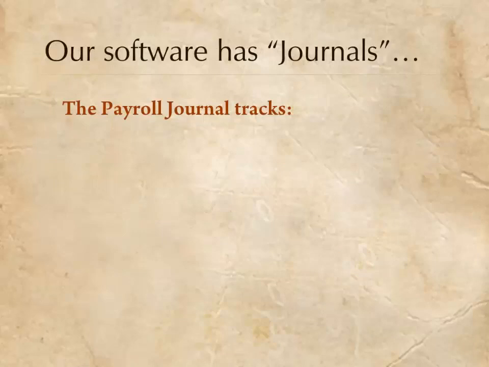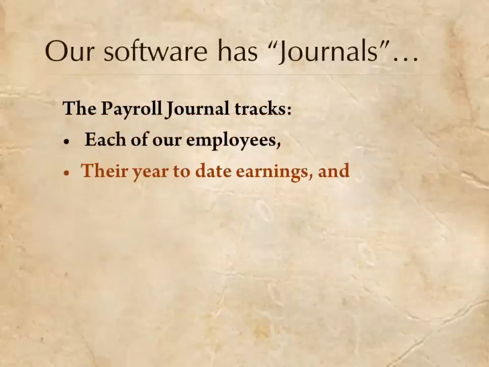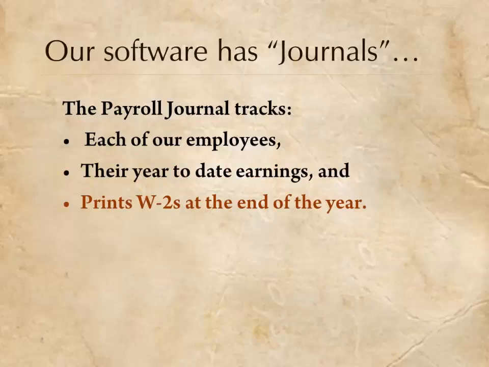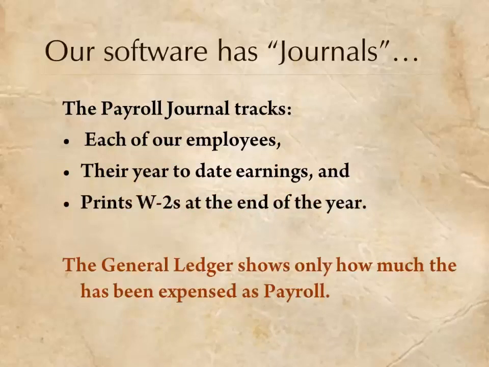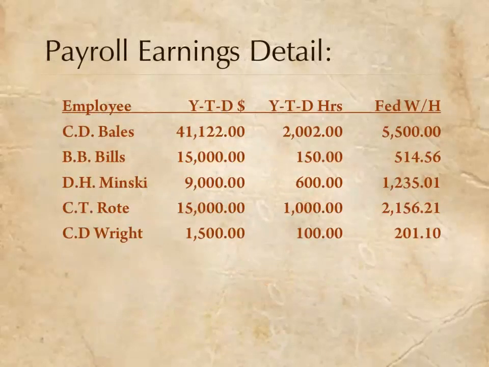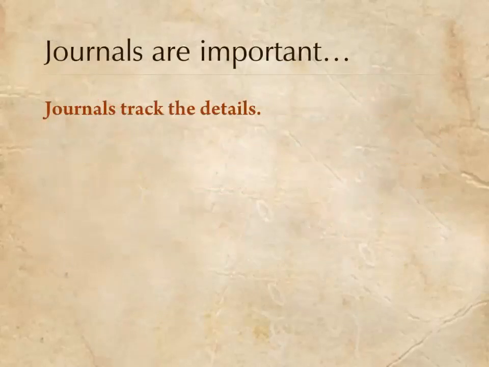The software also has a payroll journal that tracks each of our employees with their year-to-date earnings. It also prints a W-2 for each employee at the end of the year. Again, the general ledger only shows how much payroll has been accrued for payment. All of the other details are tracked in the payroll journal. Journals are important because they track the details of every transaction.